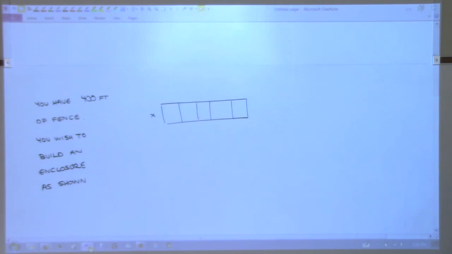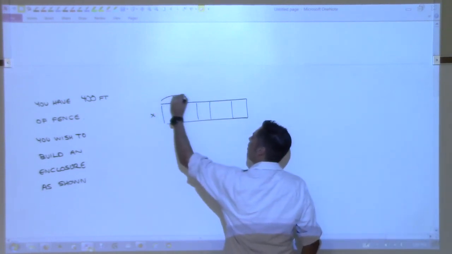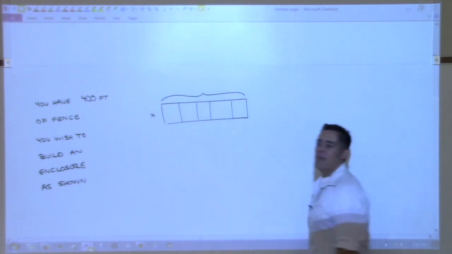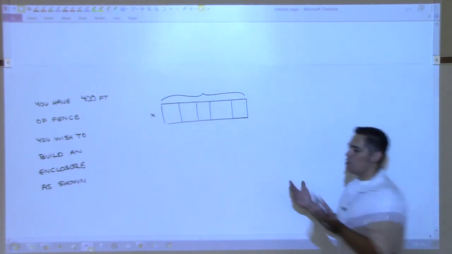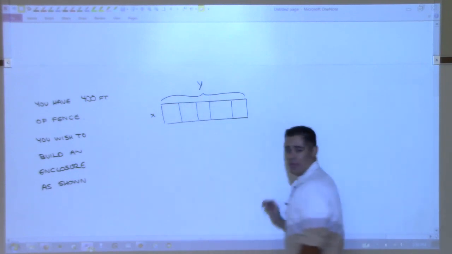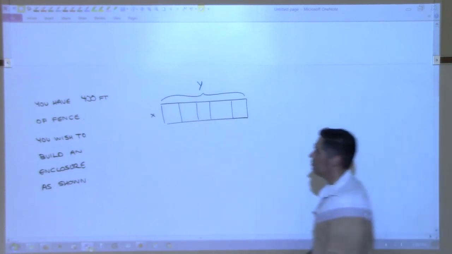How is this 400 feet going to come into play here? Let me help with this. This right here, if we knew what that was, then we would know what the area is, right? So let's just call this Y. You okay with that? That's Y?